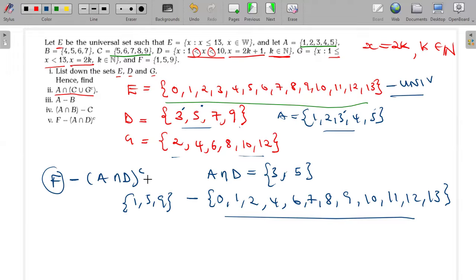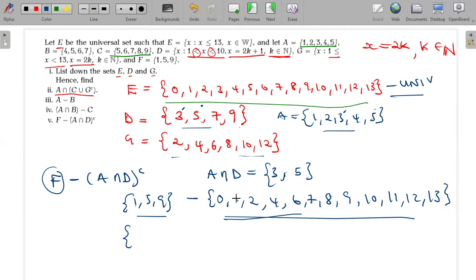Okay, let's just make sure we did this right. So elements that are in F, but they're not in this A intersect D complement. This here is just going to be, saying we remove those elements that are in there. So those elements that are in here, but they're not in that second part. So now what elements are those going to be?